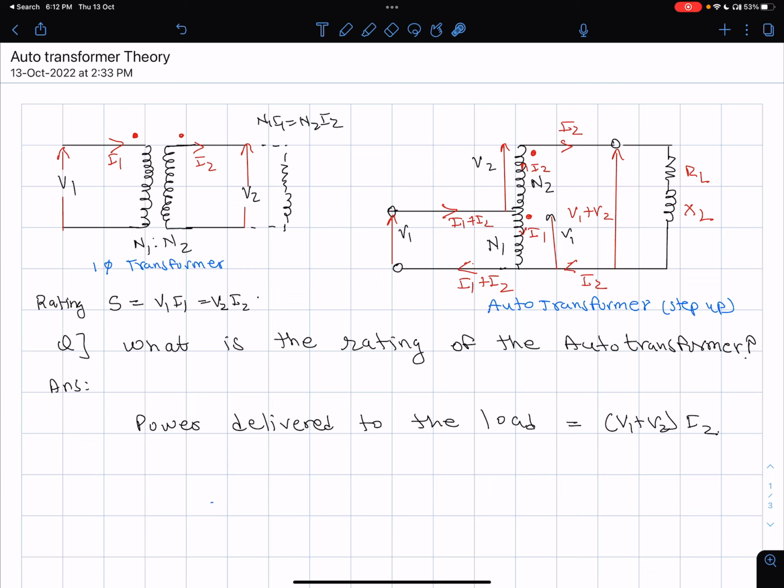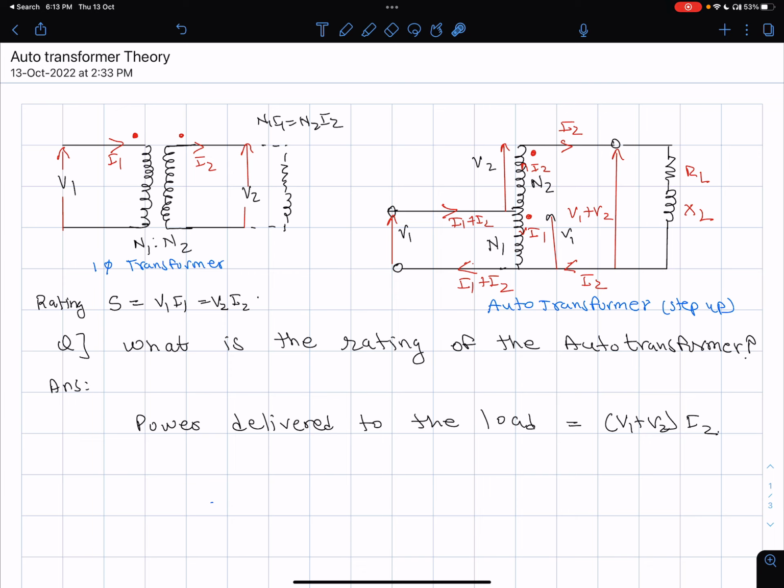So what I have essentially done is taken this end of it and connected it here. So when you trace the voltages, this gets V1, to which you add this V2, and you get V1 plus V2, which is available to the load which is connected on the secondary side. So this is an autotransformer which is doing a step up function.